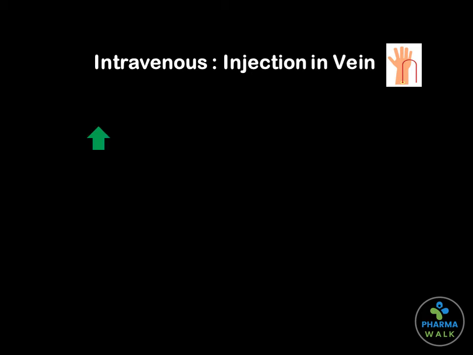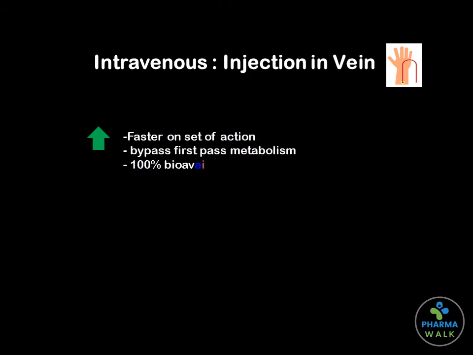Let's understand the benefits of the intravenous injection. Faster onset of action, and it bypasses first pass metabolism. This is the only route having 100% bioavailability, which means the percentage of drug available in the blood for showing its action. It can also be given to an unconscious patient. So these are the major advantages of drugs administered via the intravenous route.